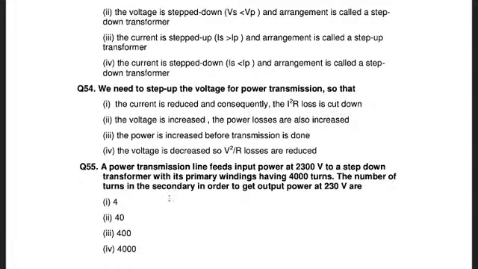Question number 55. A power transmission line feeds input power at 2300 V to a step down transformer with its primary windings having 4000 turns. The number of turns in the secondary in order to get output power at 230 V are: option 1, 4; option 2, 4040; option 3, 400; option 4, 4000.